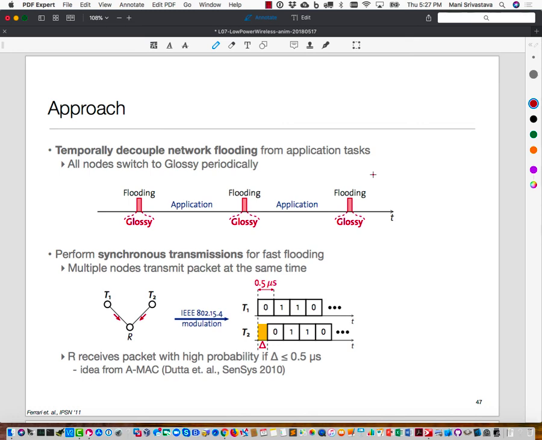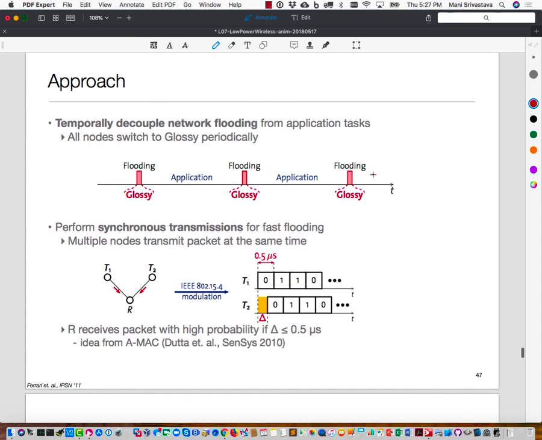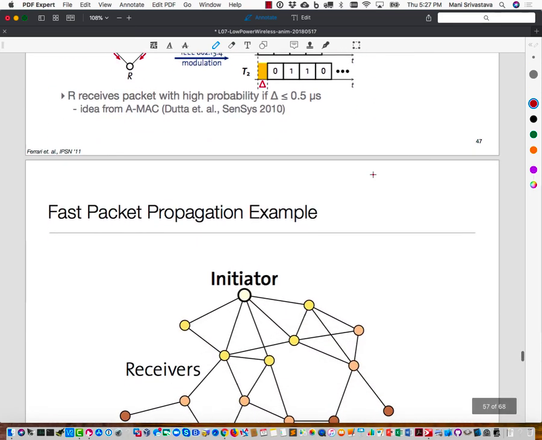You can take this concept further, and there's some subsequent work where even with non-identical packets, you can make things work, because maybe I know something about one packet and the other, but I'll leave that aside for a moment. In this work, basically, R receives a packet with high probability if T1 and T2 were sending identical packets and they were very tightly aligned in time. And tight alignment here was half a microsecond.